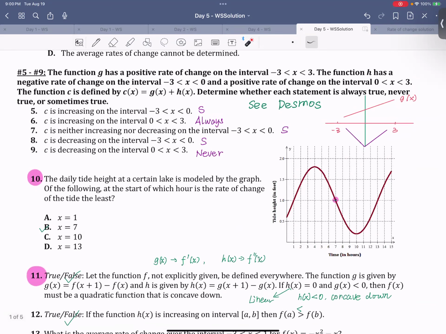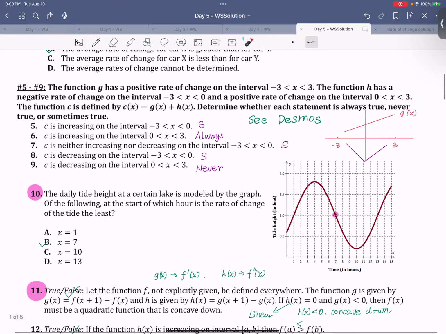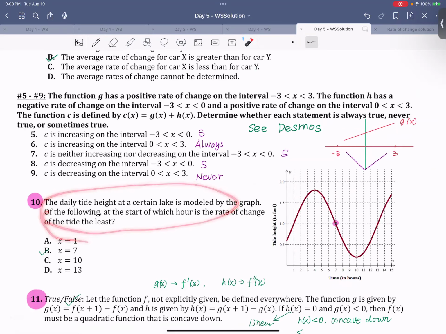Number 10. You have, oh, this is another tricky question. Okay, I don't know where they come up with this crazy question. This is a very crazy question. You have a function g of x, and you have another function which is h of x. G of x has a positive rate of change, which is a linear function going up.